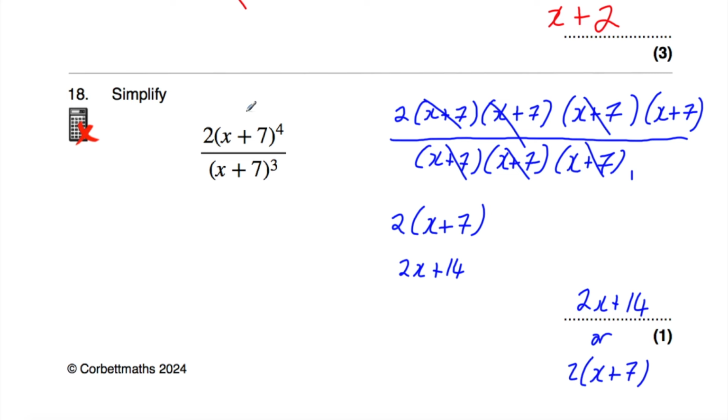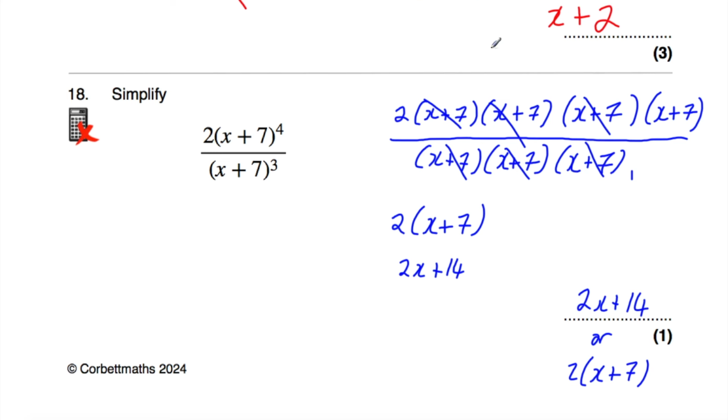And that's it. So just to recap, on the numerator, we had 2 times x plus 7 times x plus 7 times x plus 7 times x plus 7. On the denominator, we have x plus 7 times x plus 7 times x plus 7. And then we divided both the numerator and the denominator by x plus 7, x plus 7, and x plus 7. And we'll be left with 2 times x plus 7 on the numerator. And the denominator, we'll just be left with 1. When we divide by 1, we just get what's on the numerator. So we've just got 2 brackets x plus 7, and we've expanded our brackets. So that's how you do it in full.